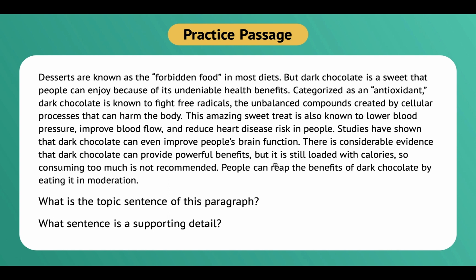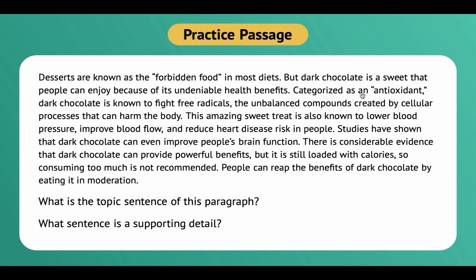Studies have shown that dark chocolate can even improve people's brain function. There is considerable evidence that dark chocolate can provide powerful benefits, but it is still loaded with calories, so consuming too much is not recommended. People can reap the benefits of dark chocolate by eating it in moderation.